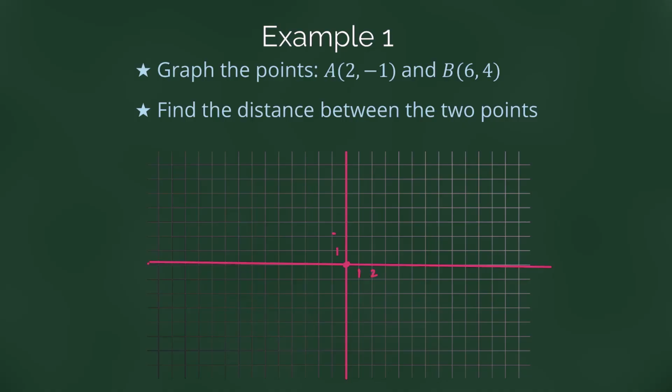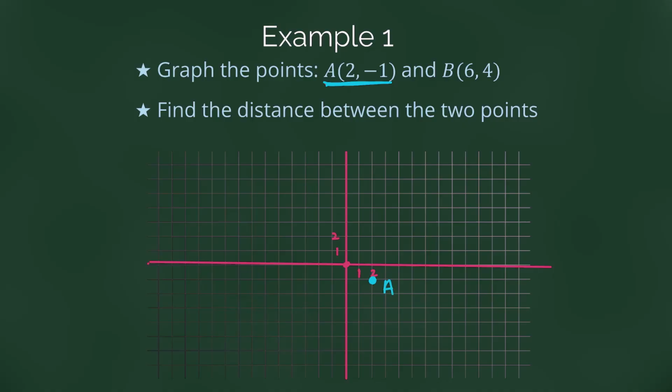I'm going to let each of these graph marks be 1. So each tick is going to represent 1. You can always change the spacing in your graph if you need to, as long as you make some note of what scale you're using. So now I'm going to graph the point A. We'll use this color blue to do A. It's 2, negative 1, which means we go 2 to the right in the x direction and down 1 in the y direction. And we'll label that point A.